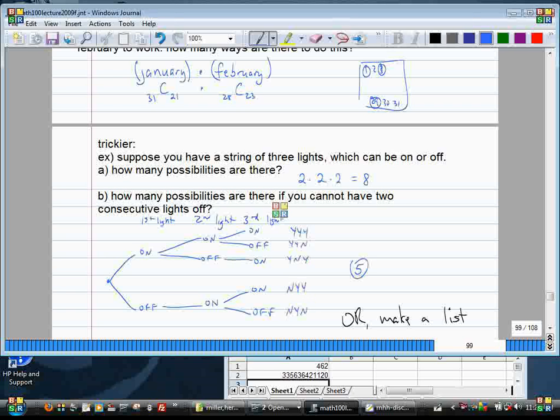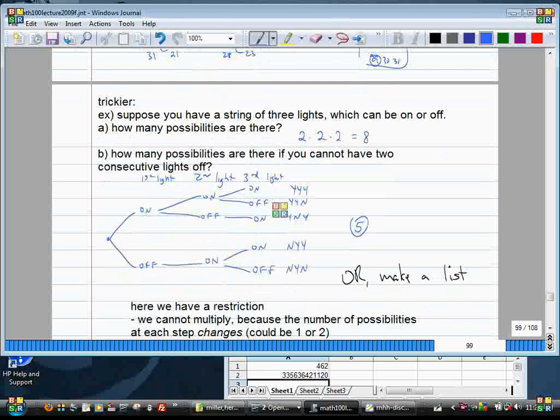Alright. So why is this problem hard? This problem is hard because the number of possibilities you have at each step changes. How many possibilities are there for the second light bulb? Well, it could be 1 or it could be 2. It depends on what the first light bulb was. So notice that we can't write this out as 2 times 2 times 2 because there are not always 2 possibilities for the second bulb. Does that make sense?